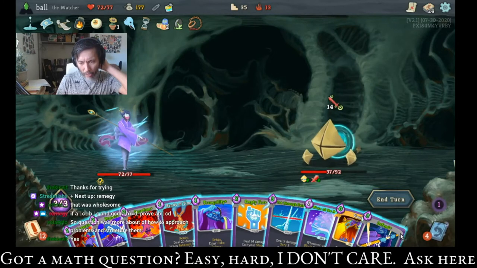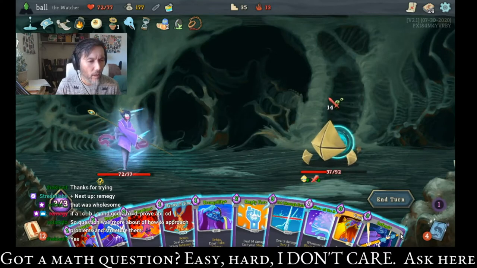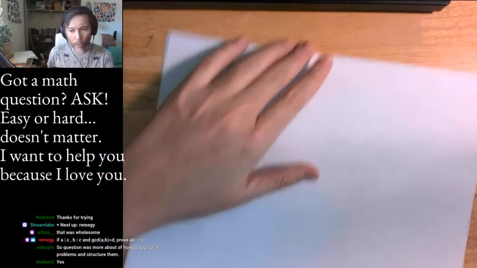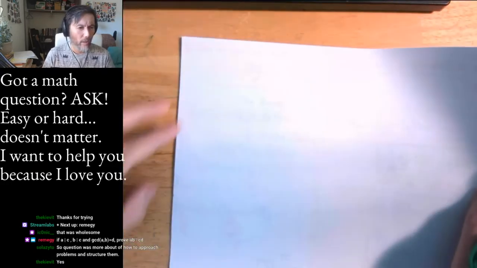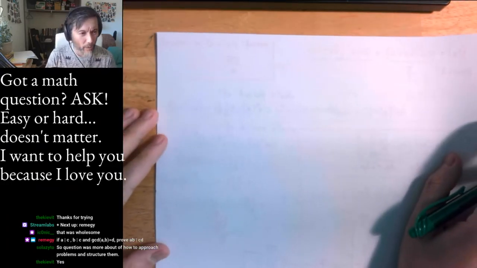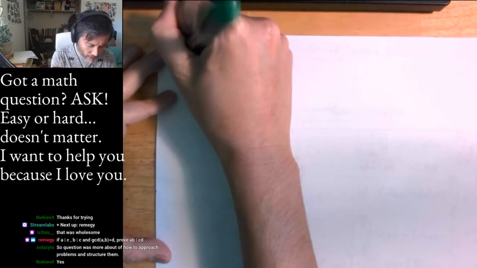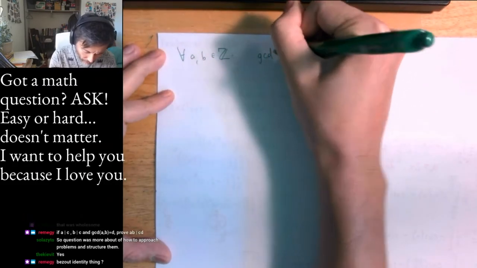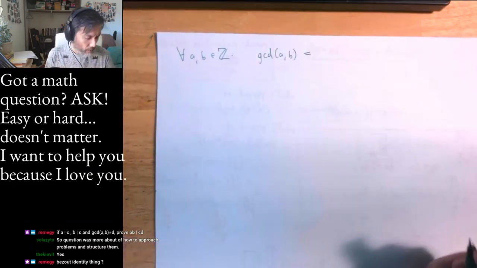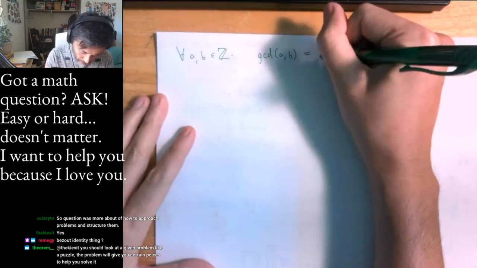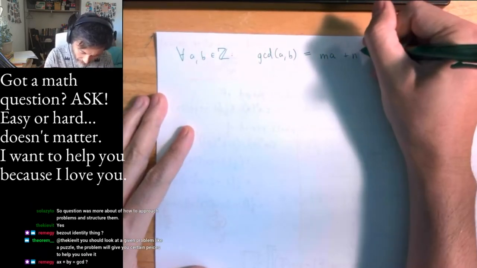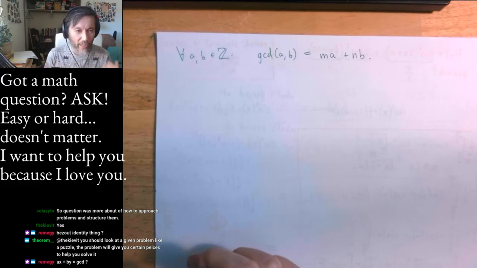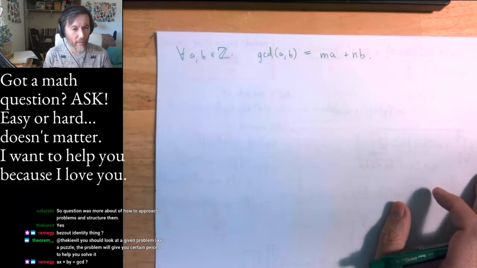So I'm thinking about, do you know something called, actually, I don't even remember what it's called, but do you know the following fact? If you have the GCD of two numbers, you can express it. So here's the statement. For all A and B in Z, the GCD of A comma B, whatever it is, can be expressed as M times A plus N times B for some integers M and N. Yeah, exactly. Bezout's identity. Yeah, that's exactly right.